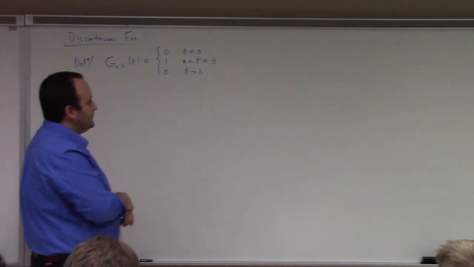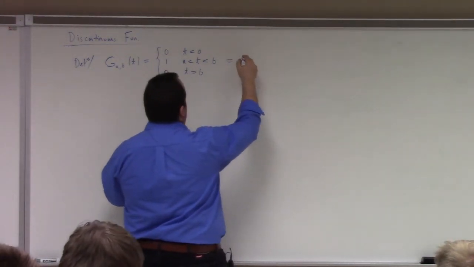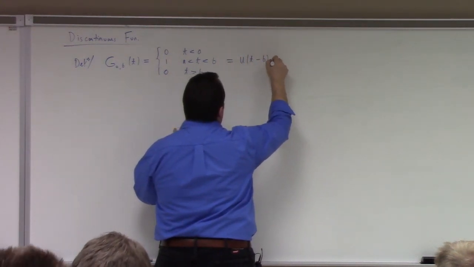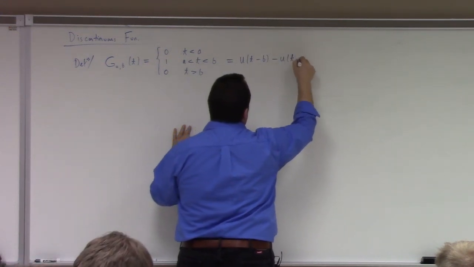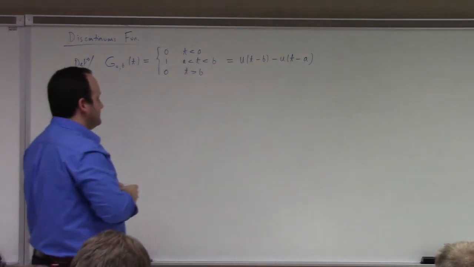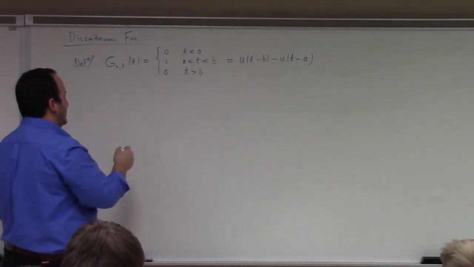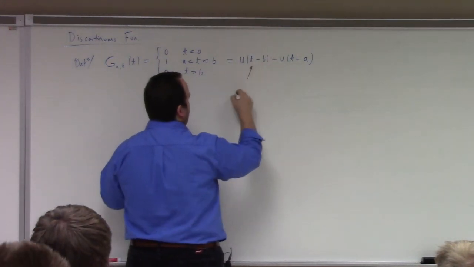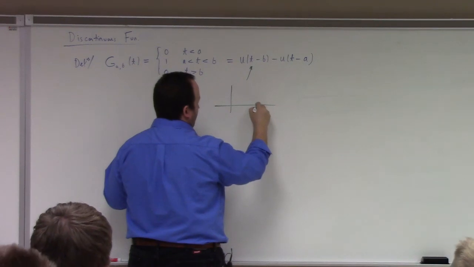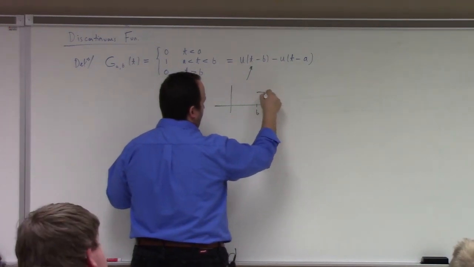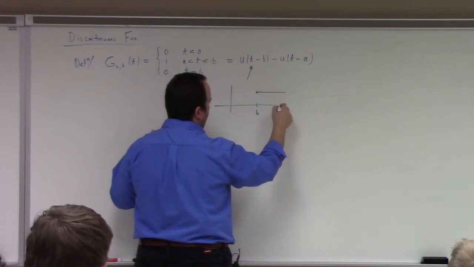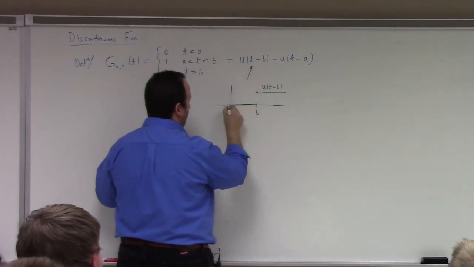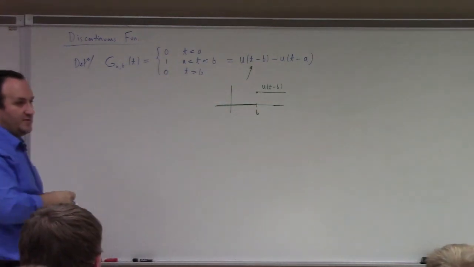And the cool thing is you can build this from unit step functions. This is the unit step function of t minus b minus the unit step function of t minus a. Let me plot things here. So the unit step function, this one, if we graph it, turns on at time b. And it's just 1 from that point on, right? So it's 0 before that, and it's 1 after b.